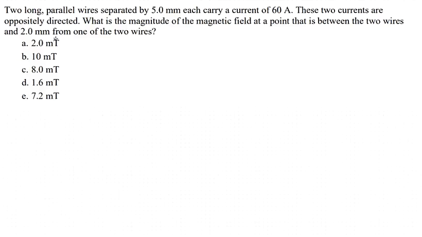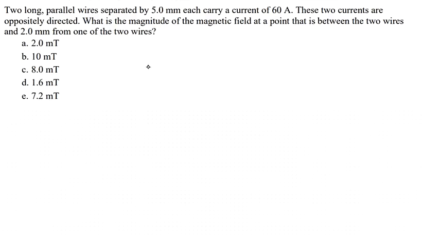This question says two long parallel wires separated by 5.0 millimeters each carry a current of 60 amps. These two currents are oppositely directed. What is the magnitude of the magnetic field at the point that is between the two wires and 2 millimeters from one of the two wires?